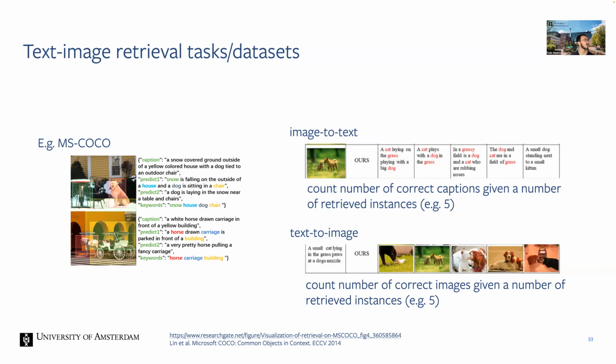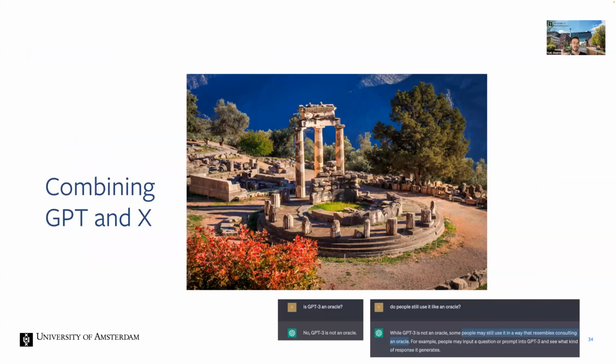Right. Just a brief note on what kind of text image retrieval data sets are out there. So for example, Microsoft Coco has a bunch of captions. And you can do image to text retrieval or text to image retrieval. And typically you would count, for example, given an image, how many correct captions can you retrieve from a data set of captions, or given a text, how many of the correct images can you retrieve? All right, next, combining GPT or language models more broadly and X.